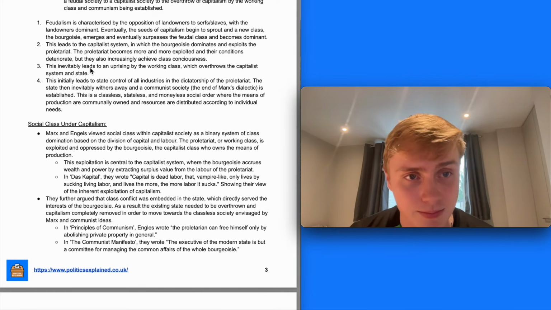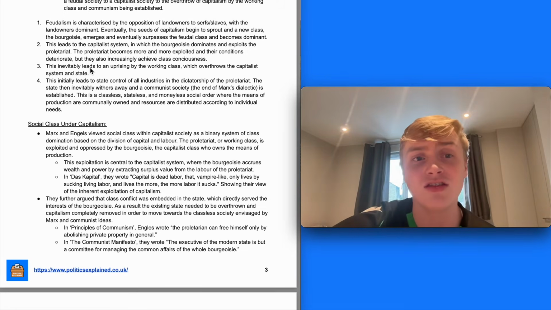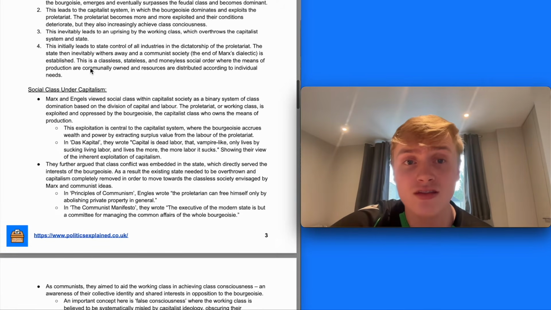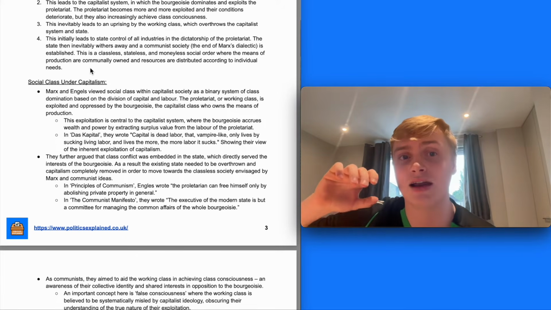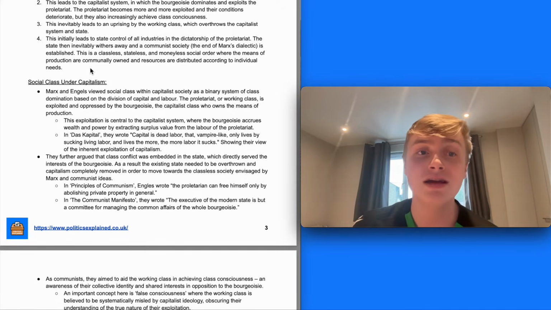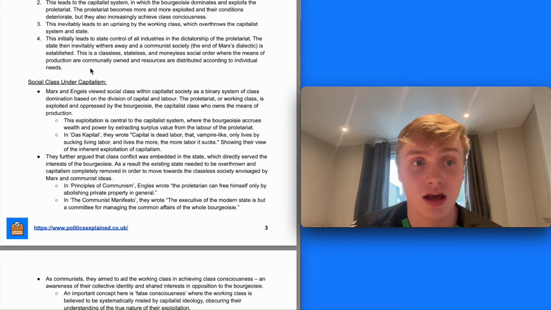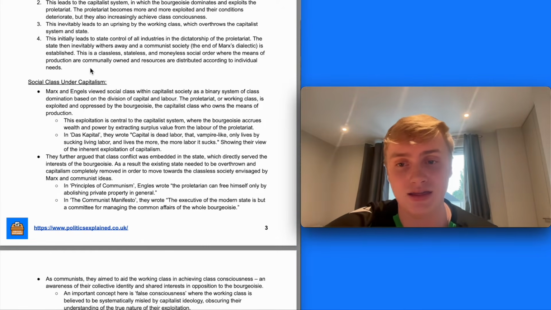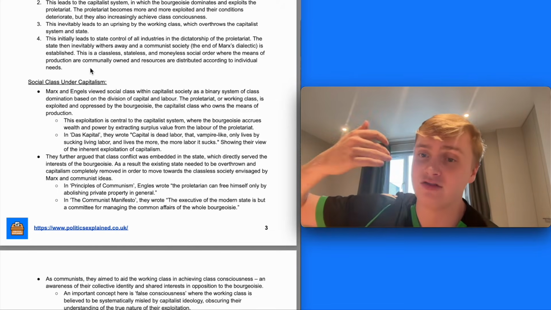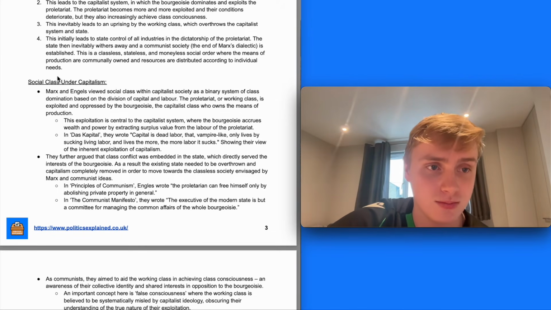And inevitably, this leads to a revolution, an uprising by the working class, which overthrows the capitalist system and state. This then initially leads to control of all industries in the dictatorship of the proletariat, before the state inevitably withers away and a communist society is established. And this class of stateless and moneyless social order, where all means of production are communally owned, is seen as the end society in that idea of historical materialism and dialectical change.